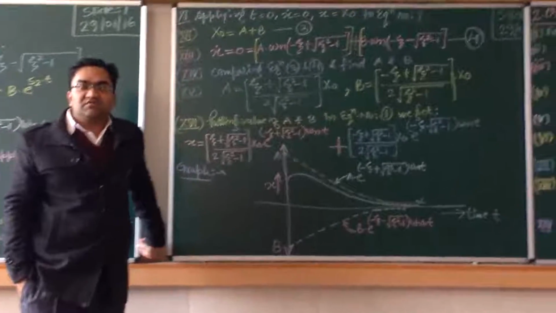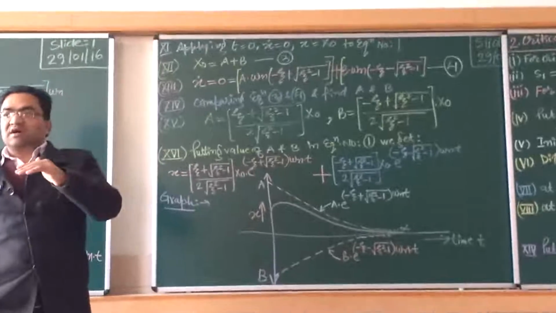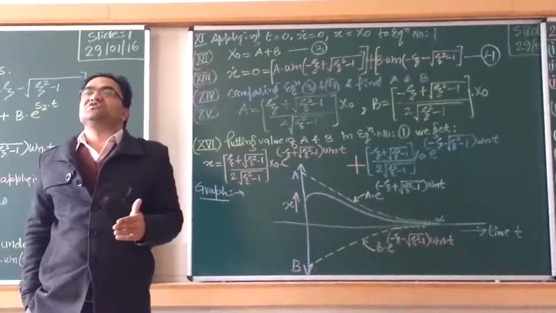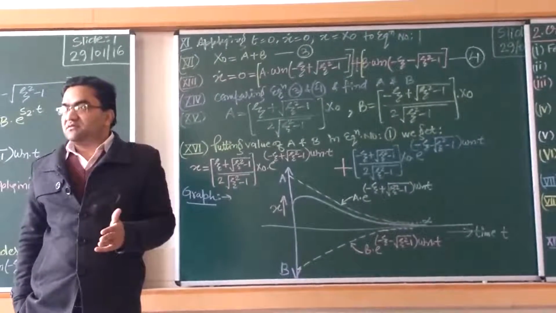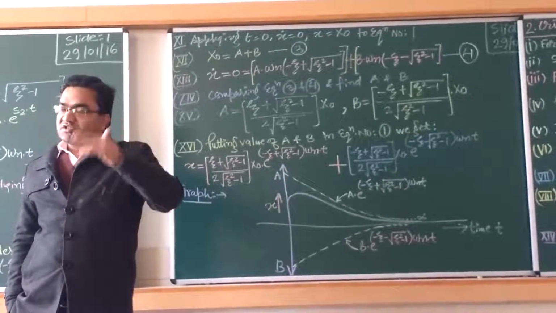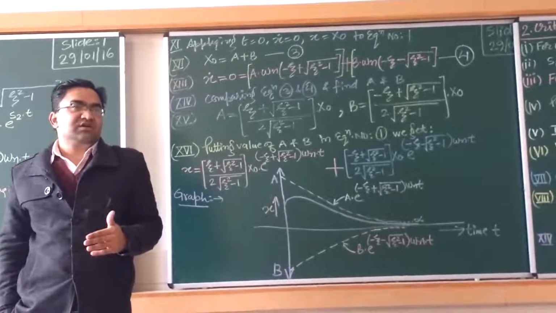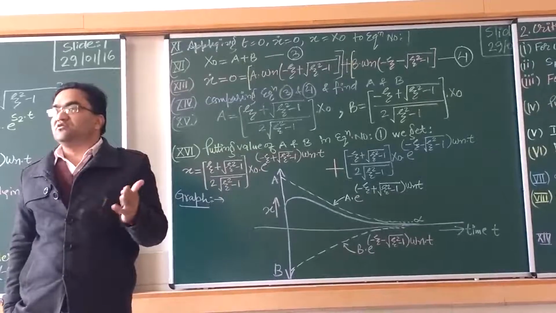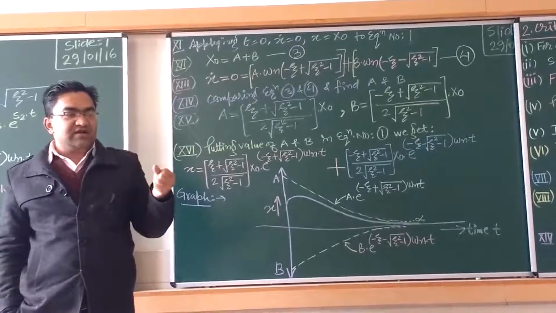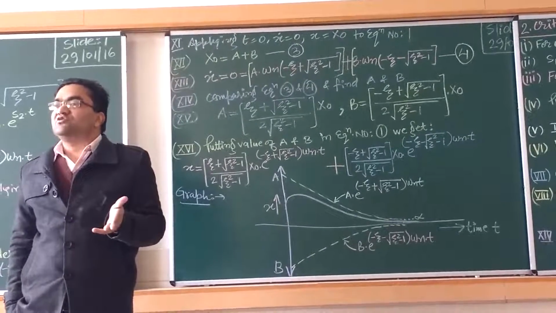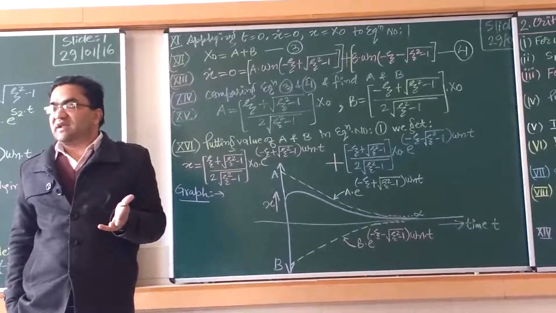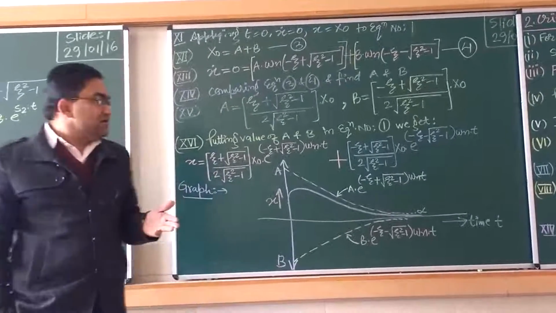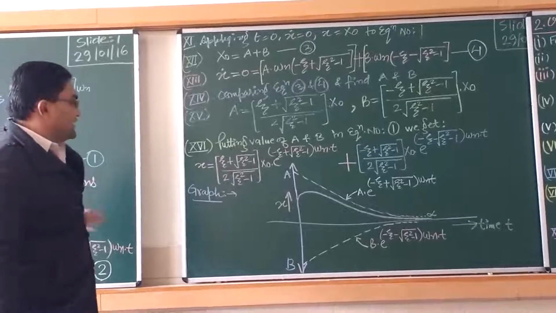In an overdamped system, what happens? The system comes to the initial position very fast. It comes to its original position or the equilibrium position very fast, like in a door closer. You open the door and it comes back to the original position very fast. The damping is very high. So this is the case of the overdamped system.